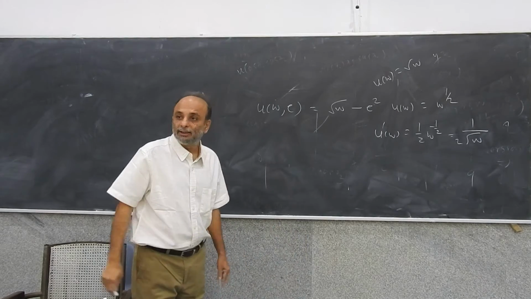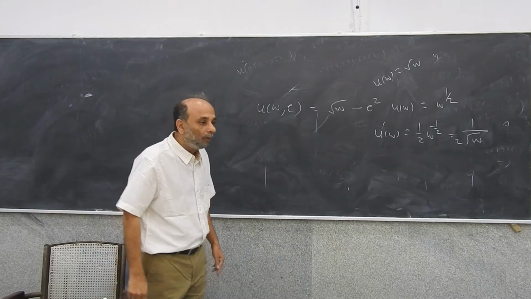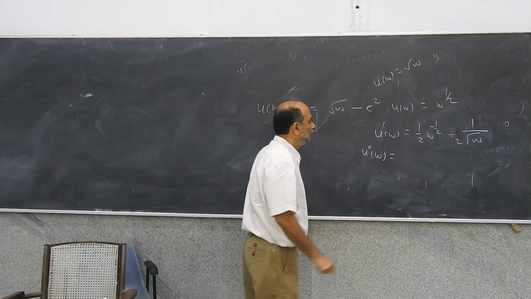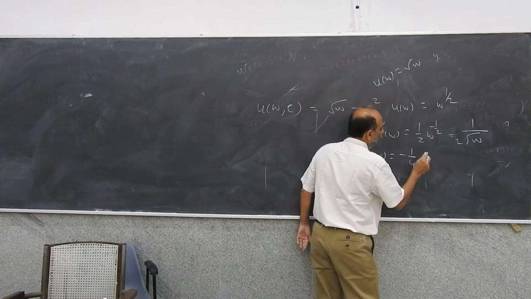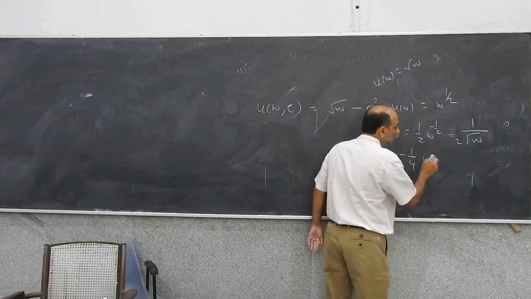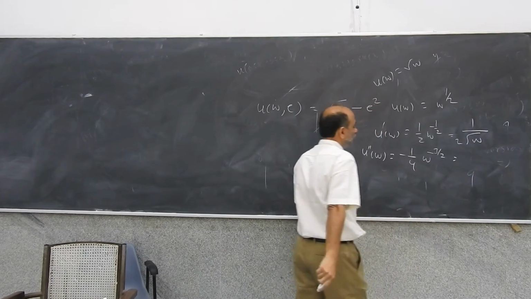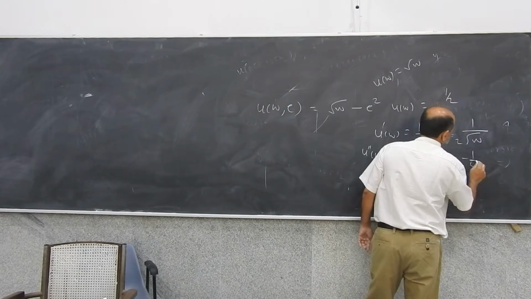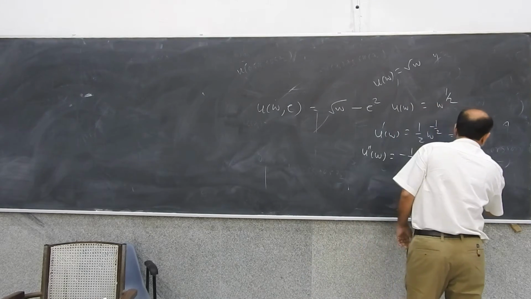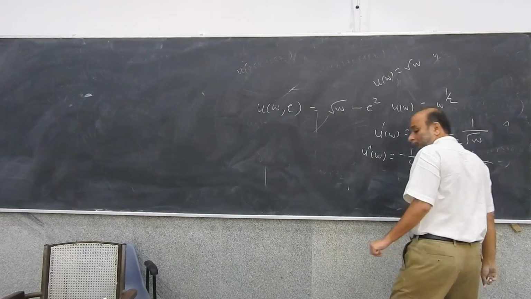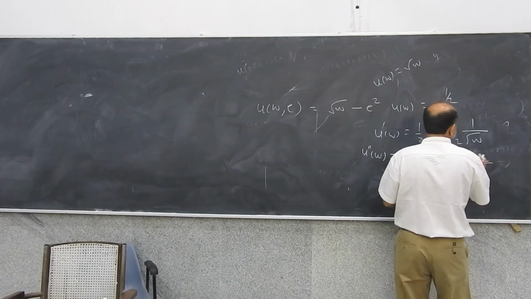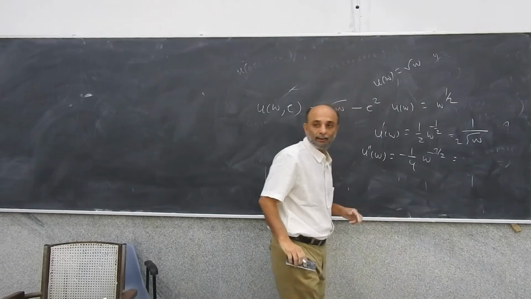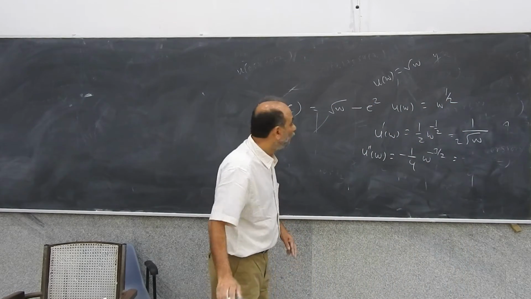Sure? That is u dash of W. What will be u double dash of W? Minus 1 by 4 W to the power minus 3 by 2, right? So I'll just write it here. Okay, fine. So this is the second thing, right?